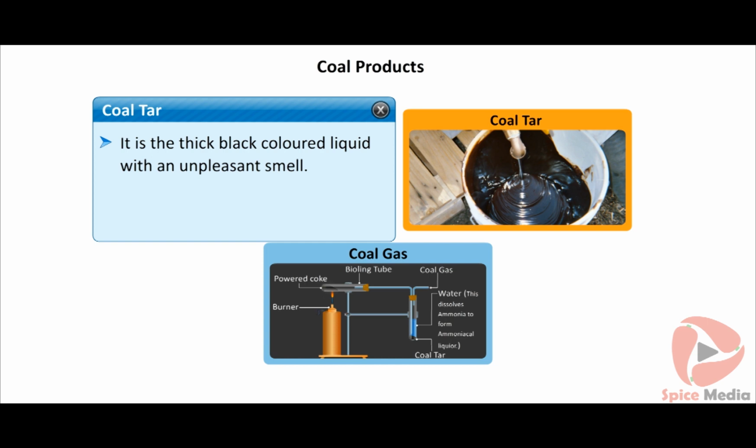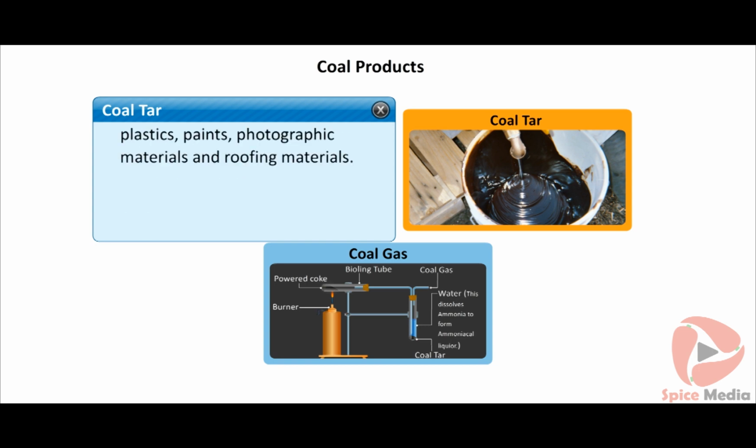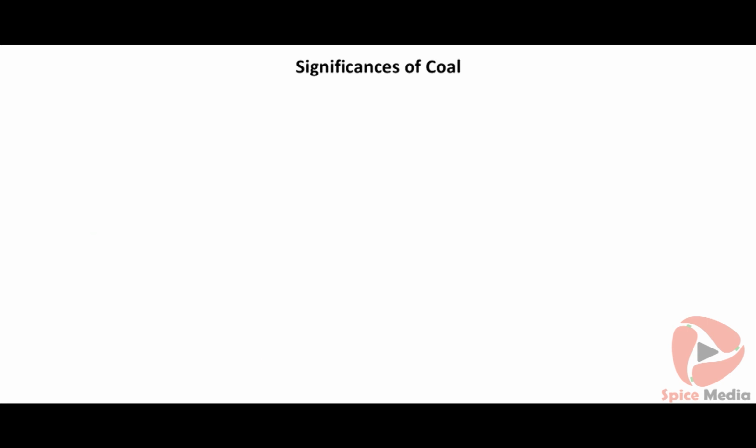Coal tar is a thick black-colored liquid with an unpleasant smell. Products obtained from coal tar are used as starting materials for manufacturing various substances in industry like synthetic dyes, drugs, explosives, perfumes, plastics, paints, photographic materials, and roofing materials.